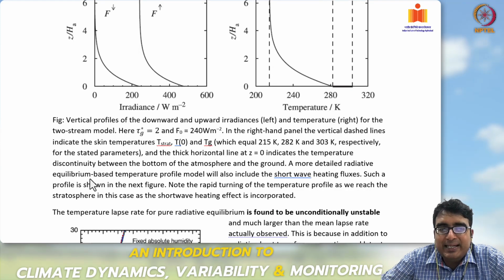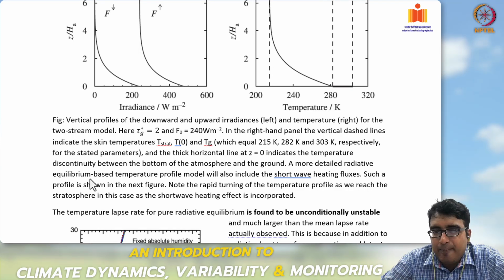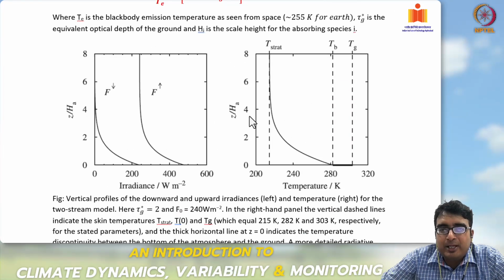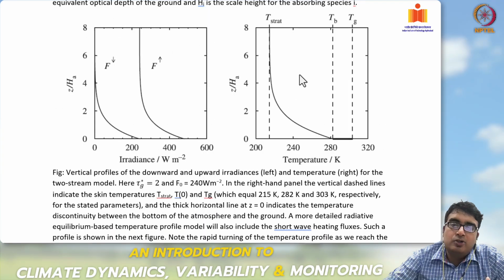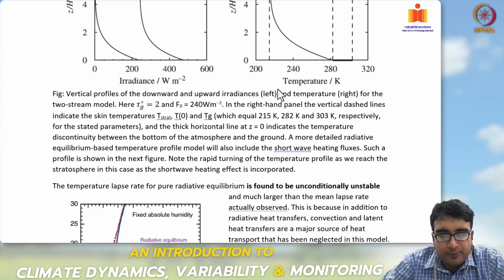So a more detailed radiative equilibrium based temperature profile will also include shortwave heating fluxes. In such case, this temperature is going to change as we reach the stratosphere. It is not just going to become stable. So this is more or less valid till the stratopause. After that, it changes. Okay.